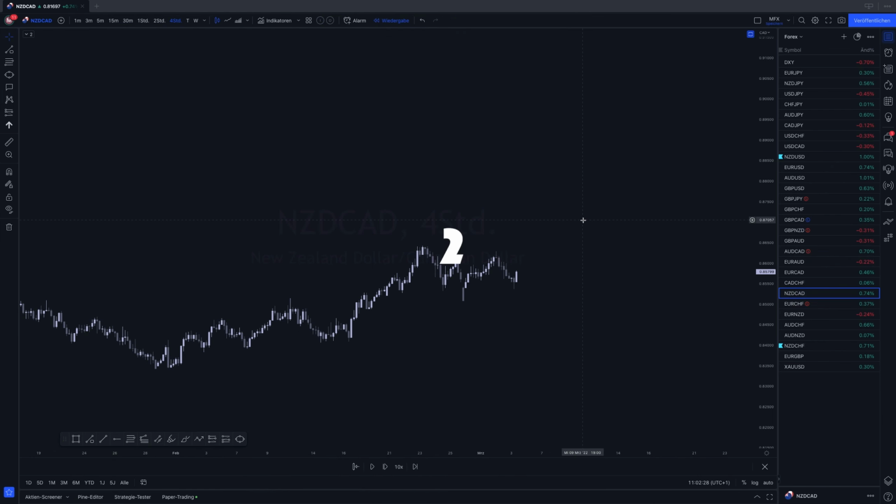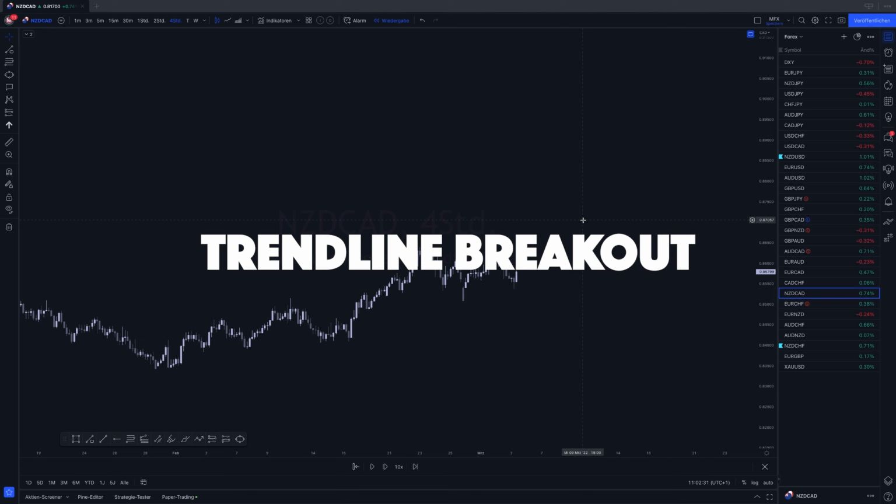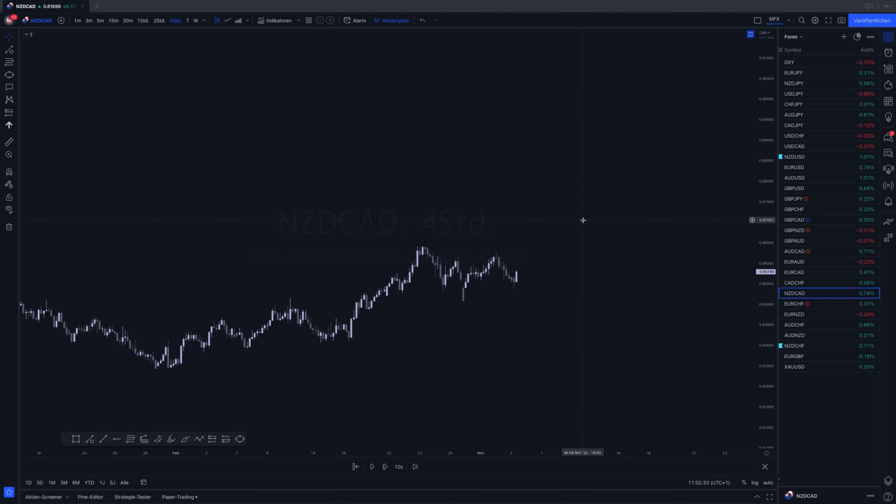So the second strategy is a trend line breakout. The trend line breakout can be used as a form of counter trend line trading, okay? So how can a trend line break be a trend following strategy? That's done by trading the breakout of short-term trend lines in the direction of the bigger trend.